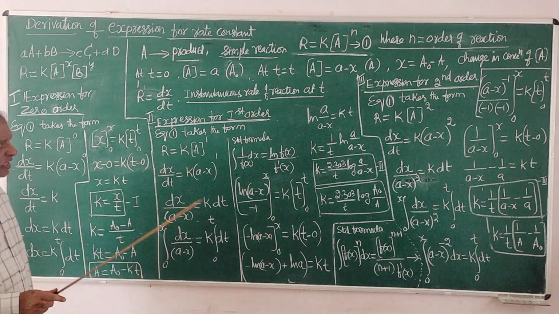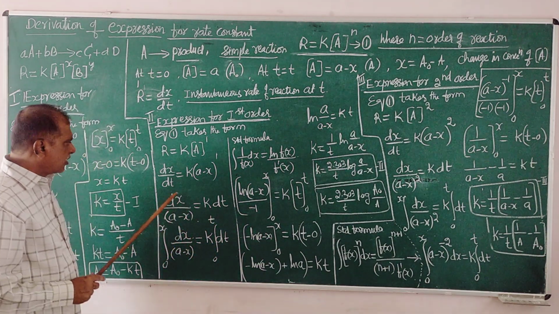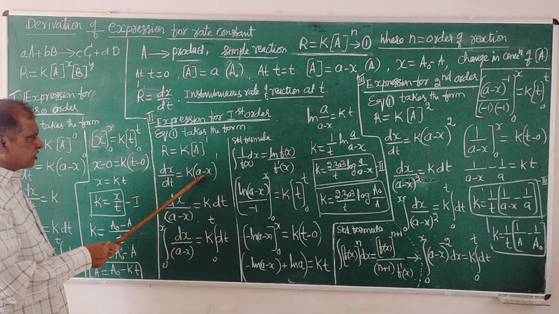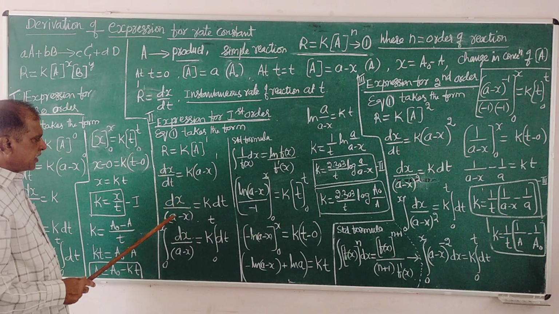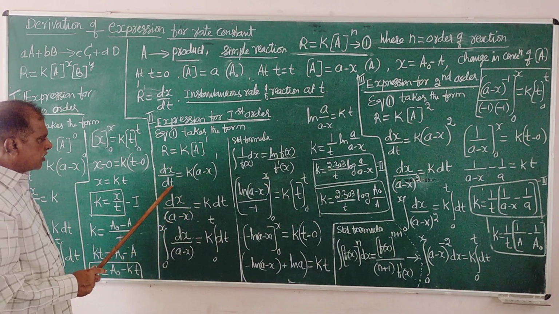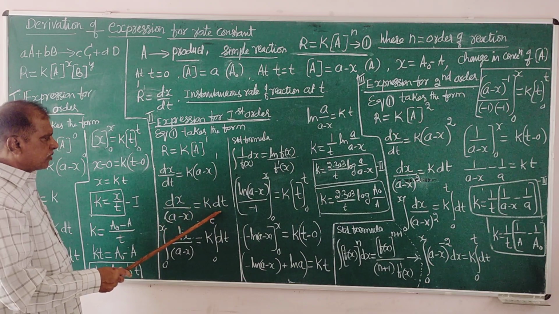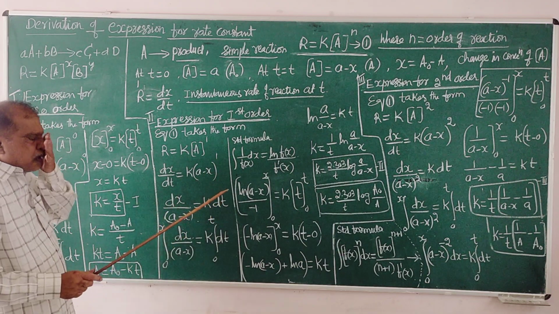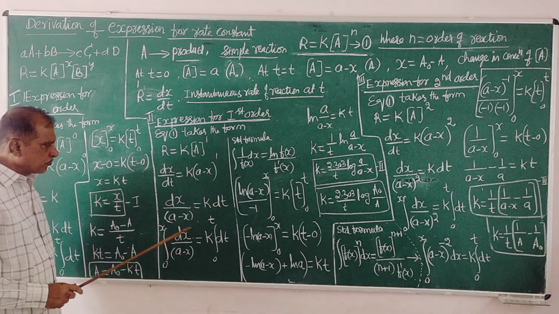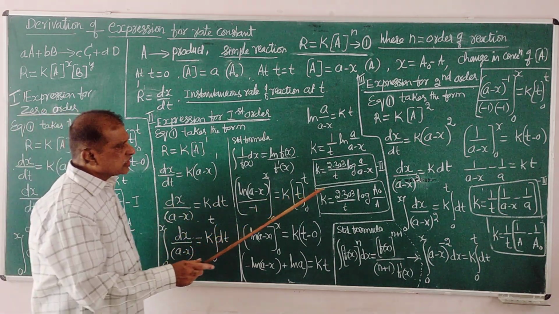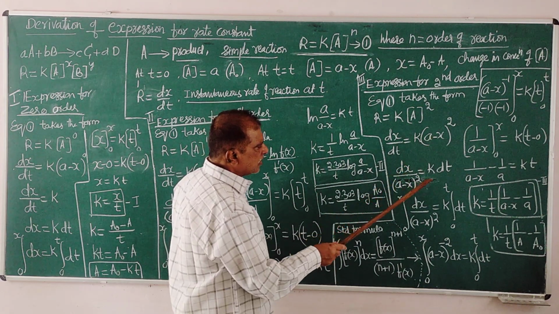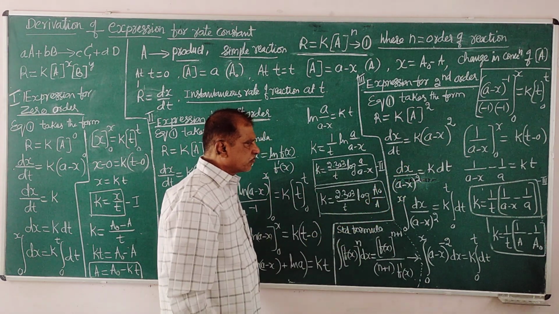Writing that differential equation here, taking x on the same side, this is a function of x, dx by a minus x equals k into the term t on the other side. There are two variables, t is a variable, x is a variable. So the same on one side, and the other on the other side. You rewrite this differential equation as the x term on one side, remaining t on the other side.